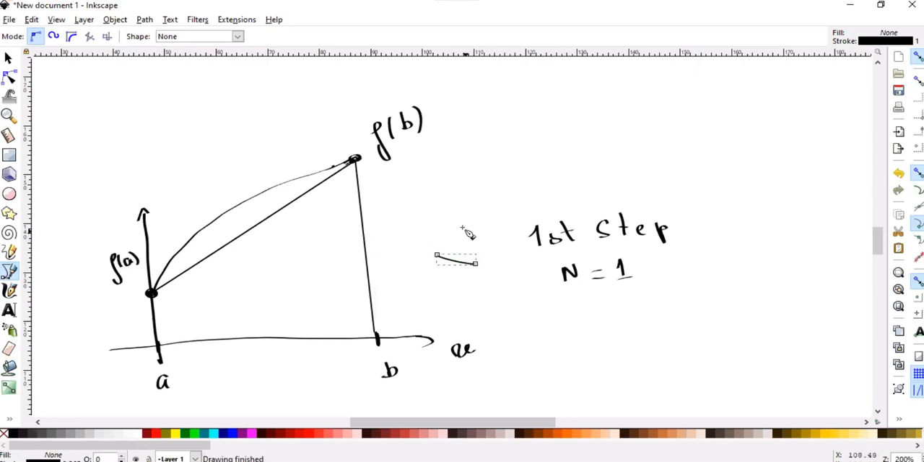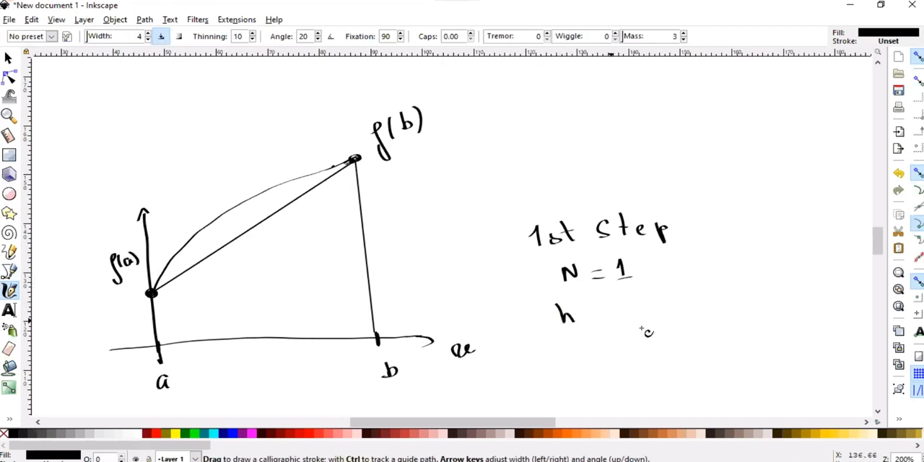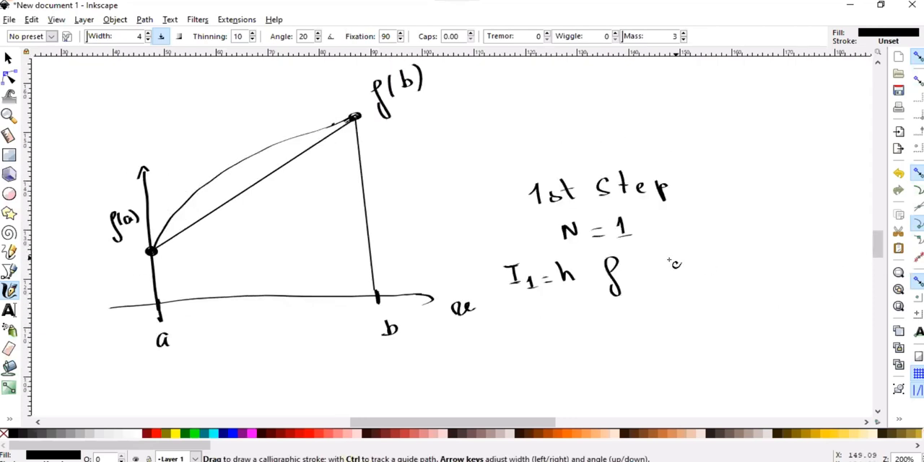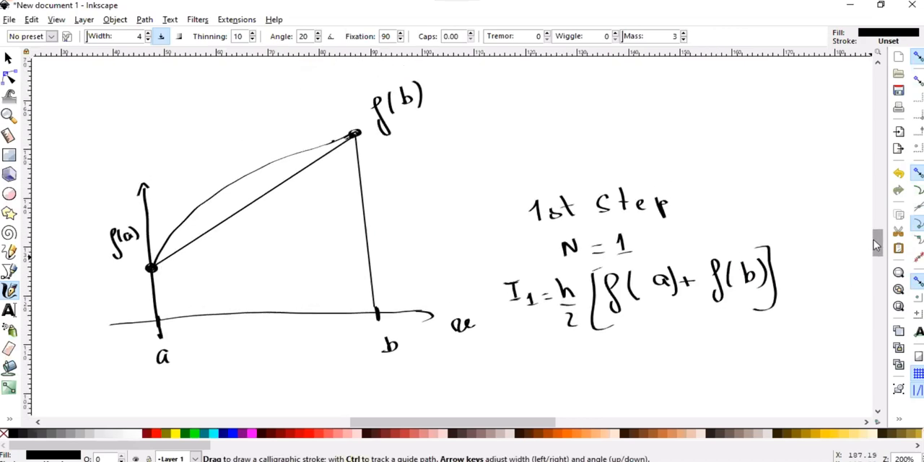So at the first step, I'll call this I1, equal to h times f of A plus f of B over 2, right? This is the first step.